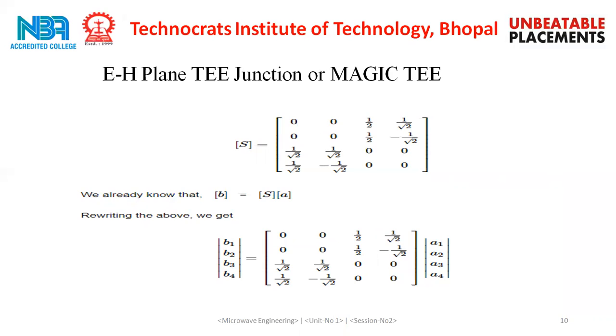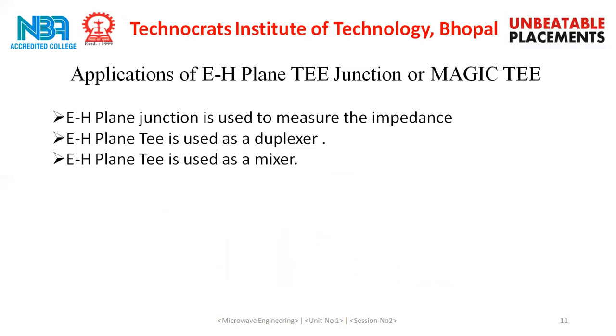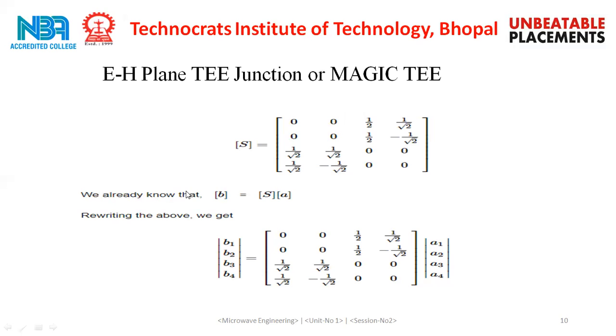We can calculate the value of B1, B2, B3, B4 likewise as we have calculated for the E plane T. B3 is equal to S12 A1 plus S12 A3, plus B3 is equal to 1 by 2 A3 plus 1 by root 2 A4. Likewise, we are having the four equations of B1, B2, B3, B4, and this is all about the scattering matrix of EH plane T.